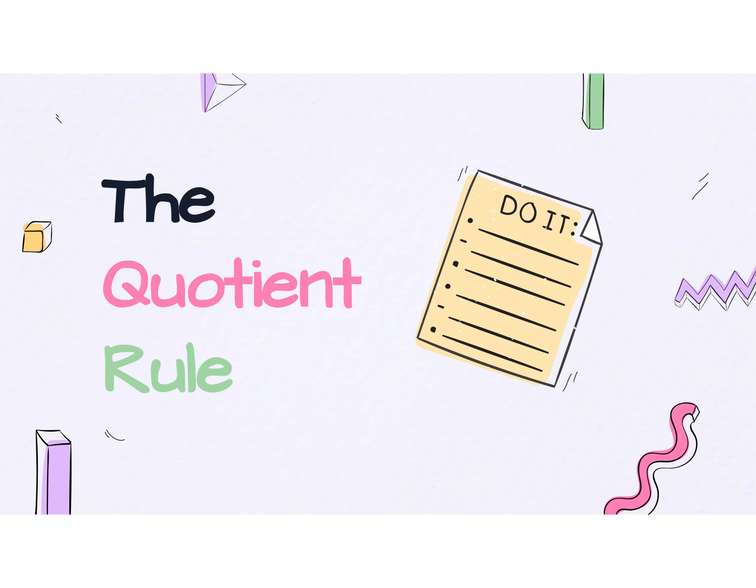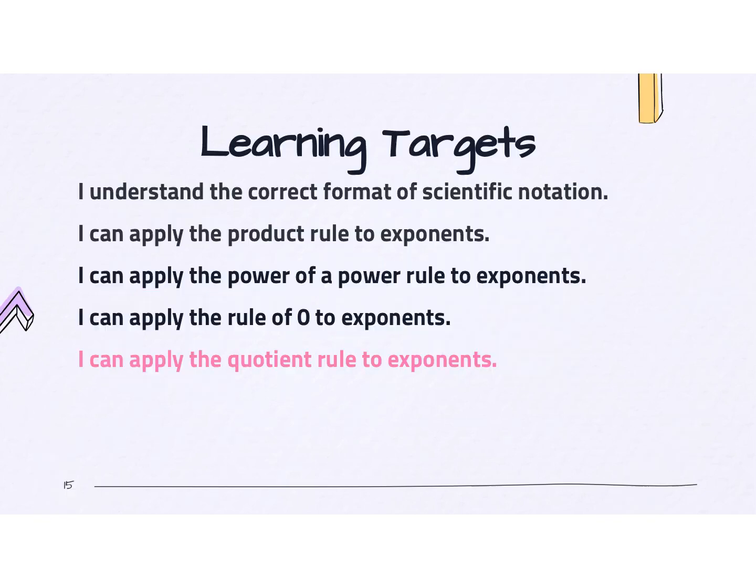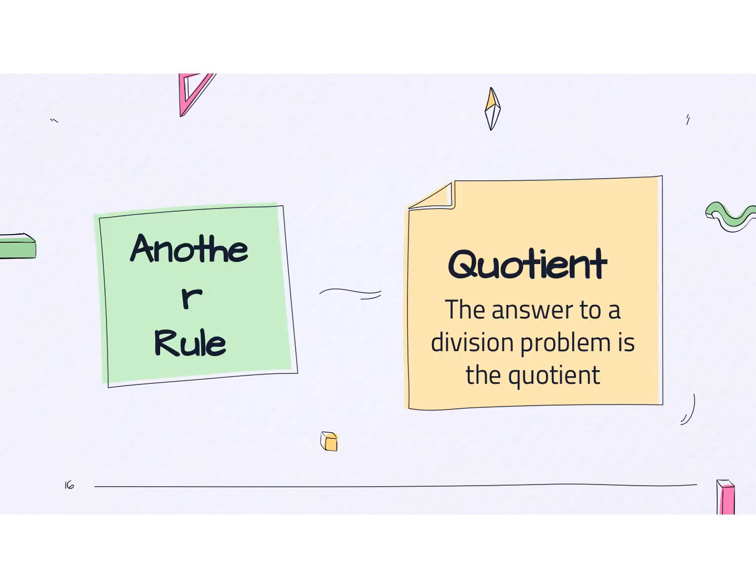All right, let's move on to the quotient rule. This is our second part of this lesson. Make sure you have your notebook out. Our new learning target: I can apply the rule of exponents using the quotient rule. So here is our rule. The quotient is the answer to a division problem, right? So we're going to be doing some division.